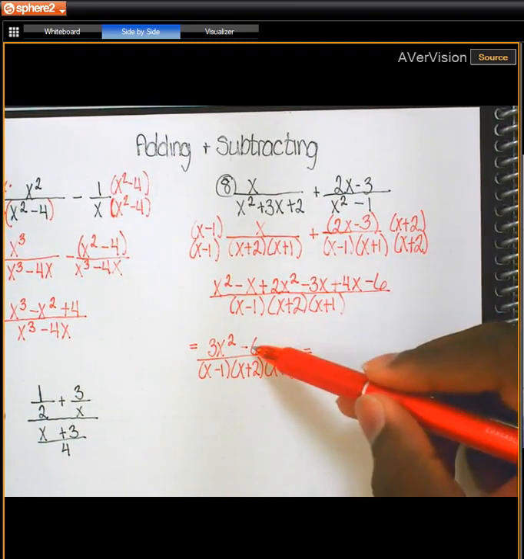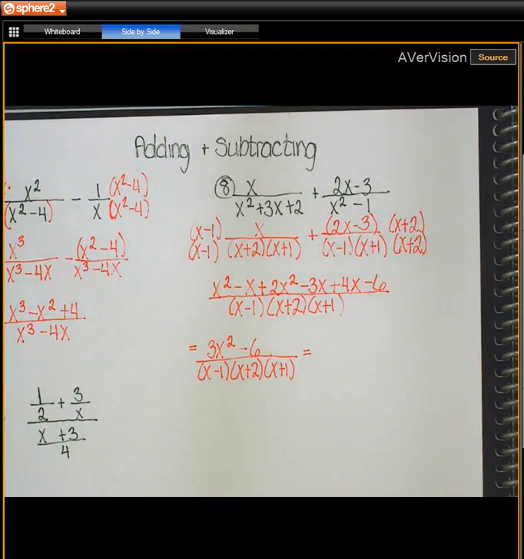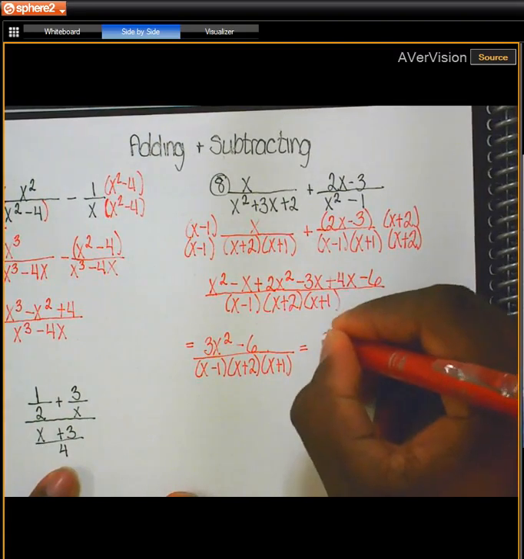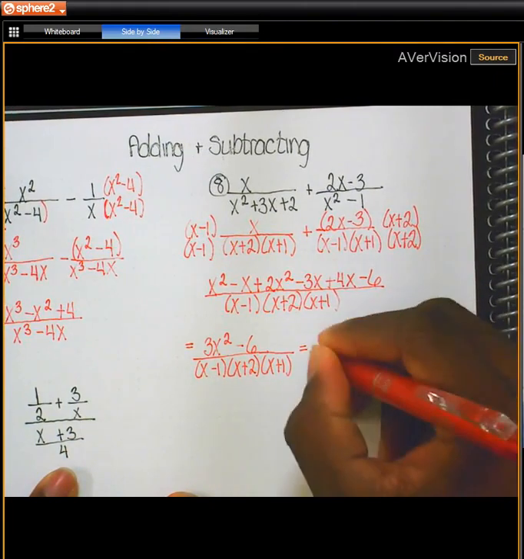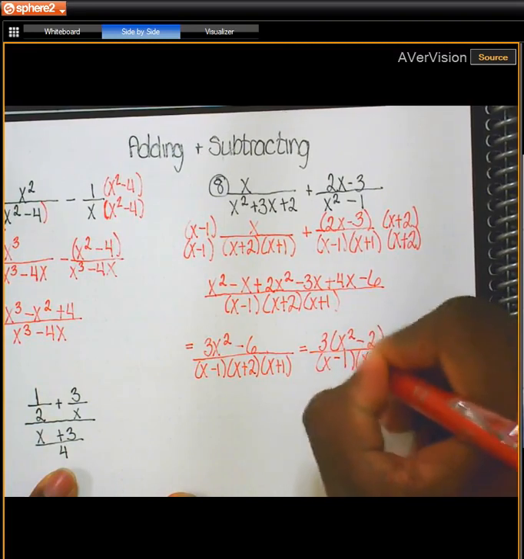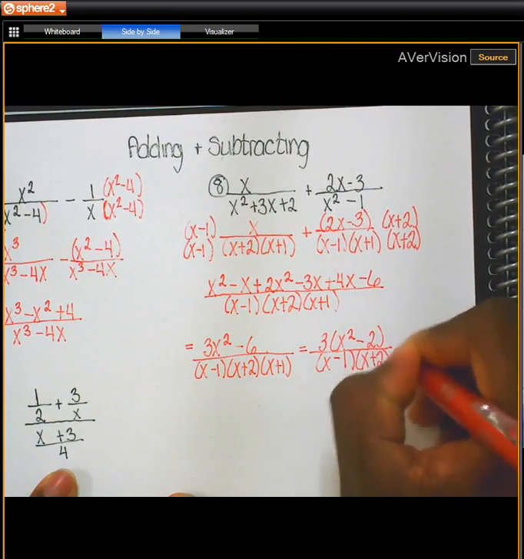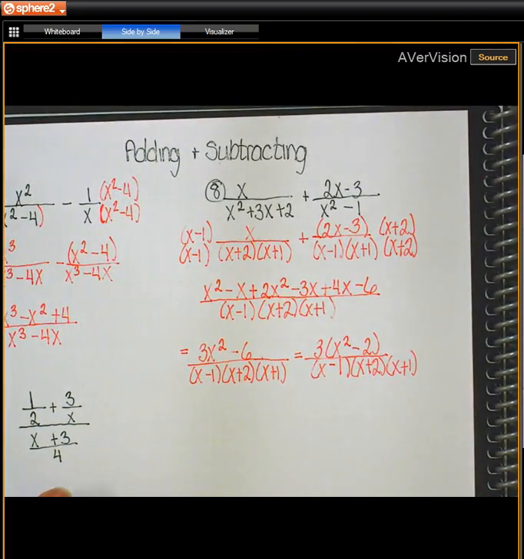Can we factor anything out from here? Will it help cancel out anything in the denominator? Let's see, if we factor out a 3, we get x squared minus 2. Okay. Nothing cancels out, so we're done.